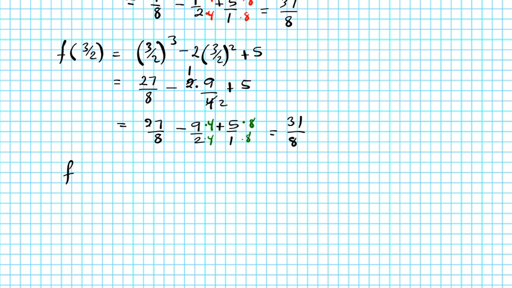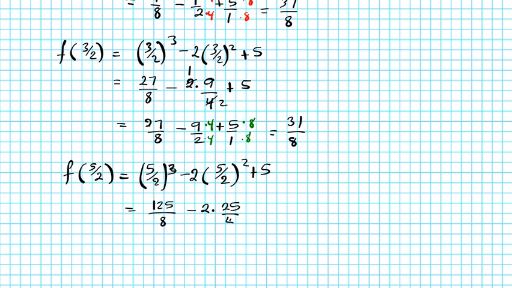Now let's move on to, last but not least, finding the height of the fourth rectangle. f of 5 over 2, plugging 5 over 2 into x of the original function. Actually, this is to the third, and this is 5 over 2 squared, plus 5. We're working this out. 5 to the third is 125, 2 to the third is 8, minus 2 times 5 squared is 25 over 4, plus 5. Simplify this, 2 goes here 1, 2 goes here 2. That becomes 125 over 8, minus 25 over 2, plus 5.